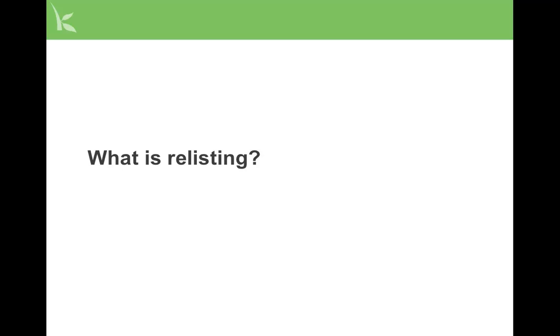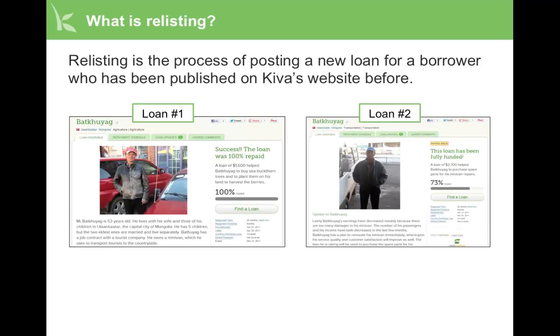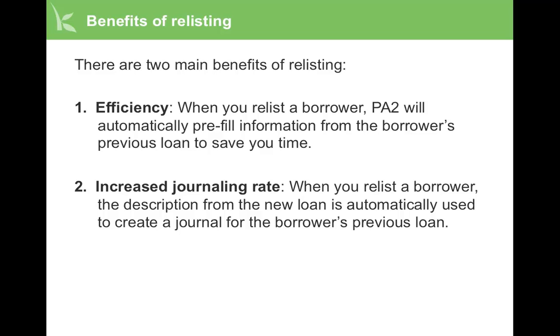First, let's learn what relisting is and why it is useful. Relisting is the process of posting a new loan for a borrower who has been published on Kiva's website before. There are two main benefits of relisting. The first one is efficiency. When you relist a borrower, PA2 will automatically pre-fill information from the borrower's previous loan to save you time. And the second is an increased journaling rate. When you relist a borrower, the description from the new loan is used to automatically create a journal for the borrower's previous loan.